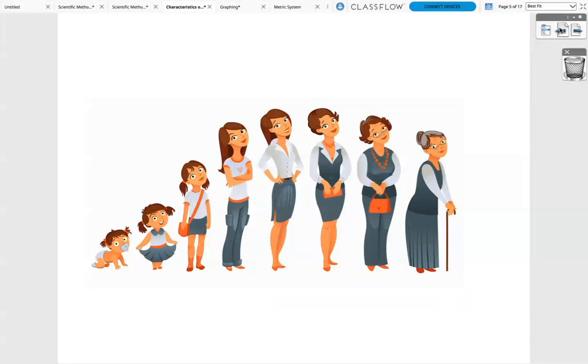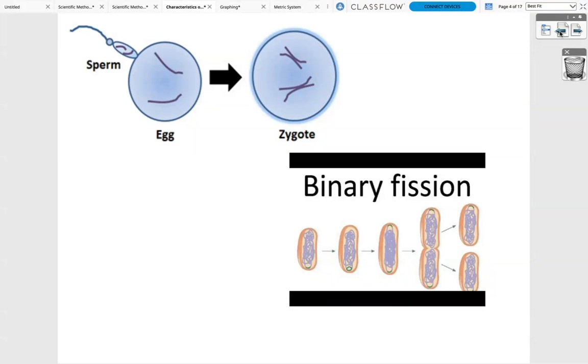The next one, if you'll notice here, we start off with a baby and she is developing and growing. She's changing in height. She's changing overall, all into adulthood. And so this is a good representation for us of growth and development. This next one, this is showing at the top here. This is sexual reproduction.